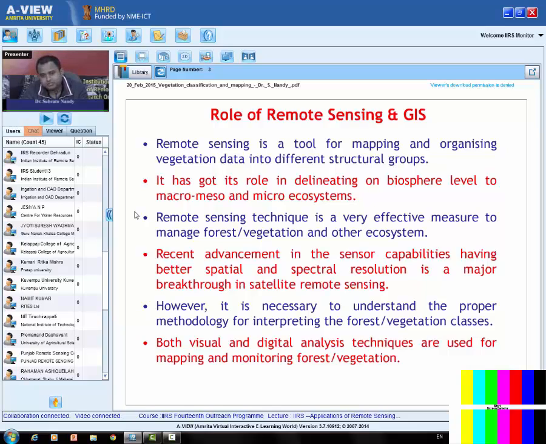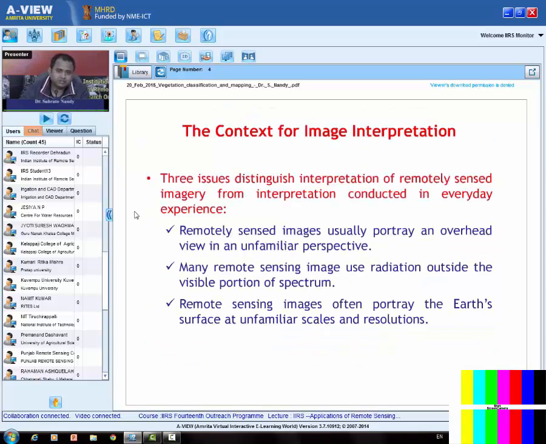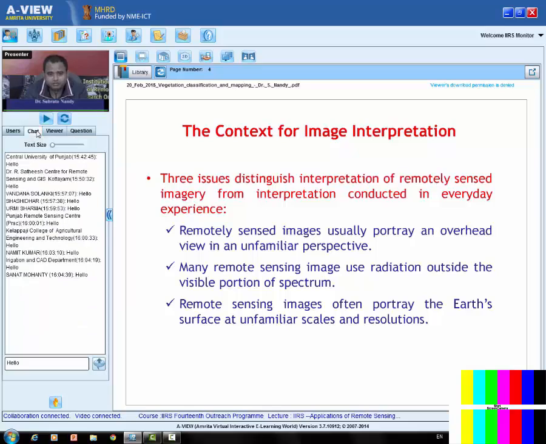So I'll first start with how you interpret a satellite image. So, what is the context of image interpretation? Basically, in everyday life we interpret many objects. But how remote sensing interpretation is different from our everyday interpretation, that we will see. First of all, remote sensing images portray images like bird's eye view images or in an overhead view. So the perspective is totally different from what we experience in our daily life.